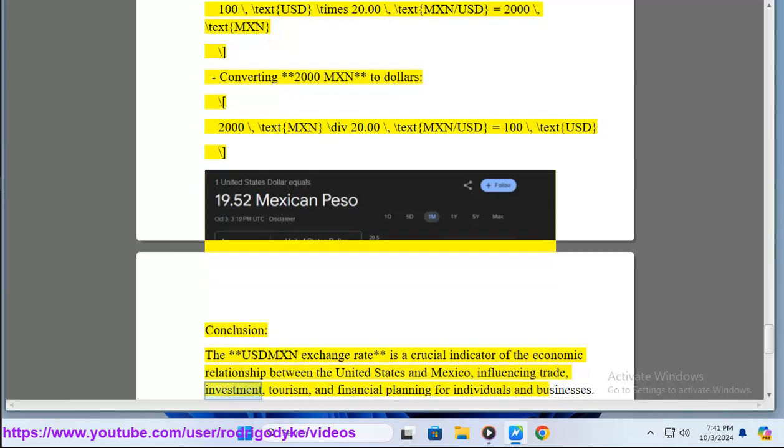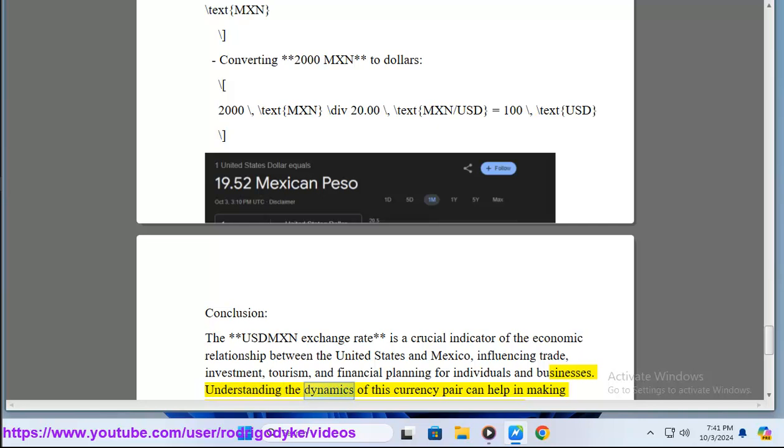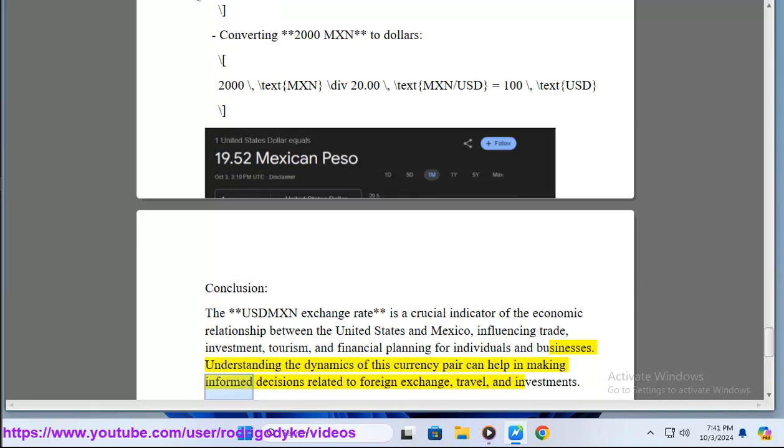The USDMXN exchange rate is a crucial indicator of the economic relationship between the United States and Mexico, influencing trade, investment, tourism, and financial planning for individuals and businesses. Understanding the dynamics of this currency pair can help in making informed decisions related to foreign exchange, travel, and investments.